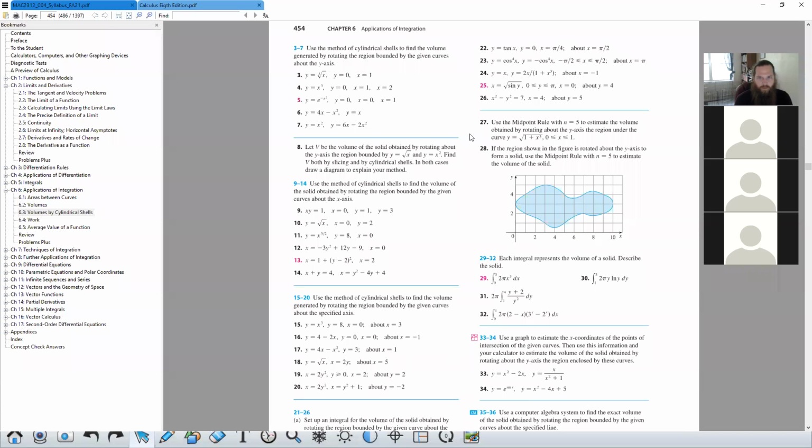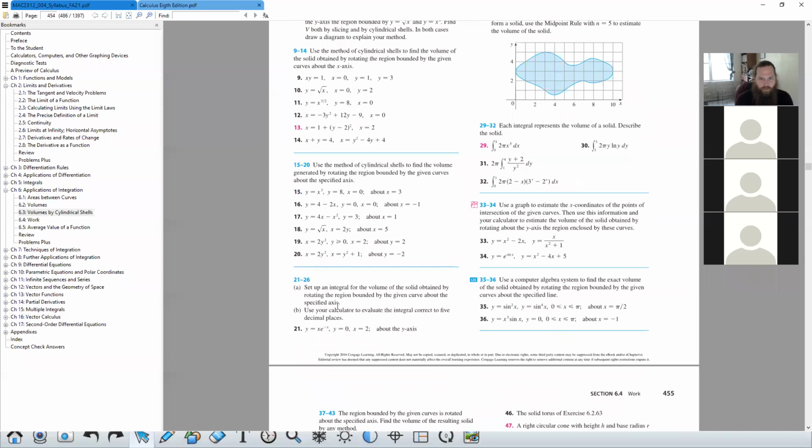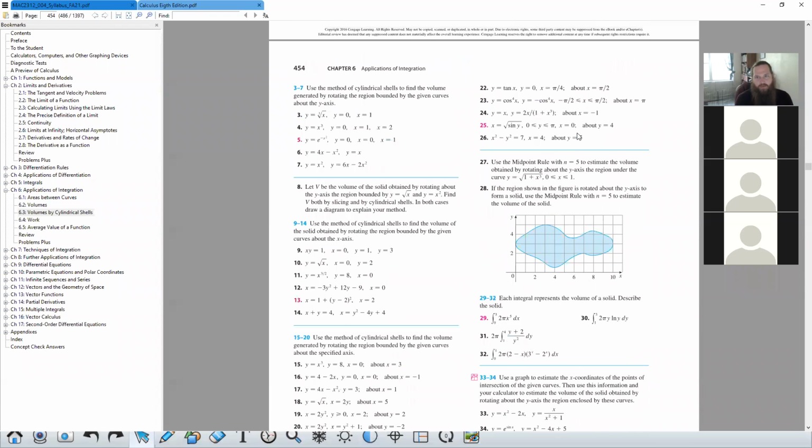Where are we? This is from problem number 25. Oh, I thought these were the instructions for 25, but these are only for 15 through 20. Here we go, 21 through 26. Set up an integral for the solid obtained by rotating the region about the specified axis. Use your calculator to evaluate the integral correct to 5 decimal places. Yeah, okay. So this is not one we're meant to be able to evaluate by hand.